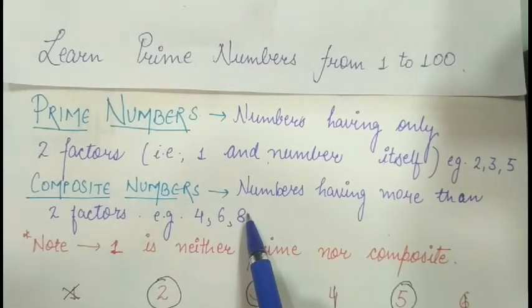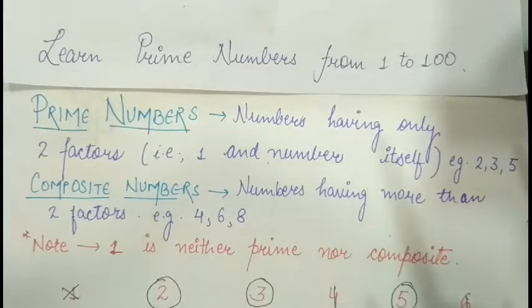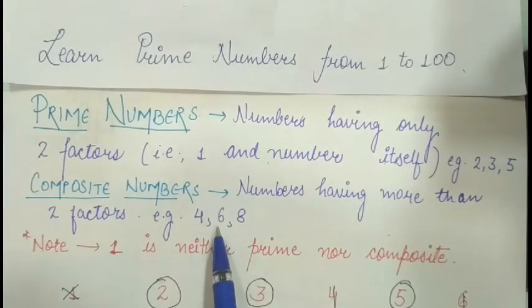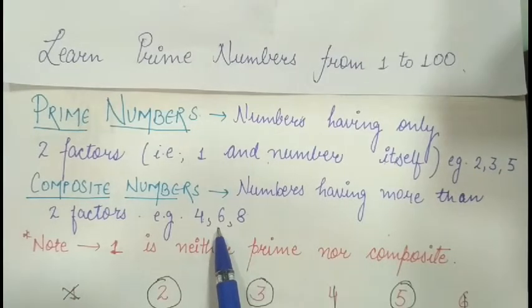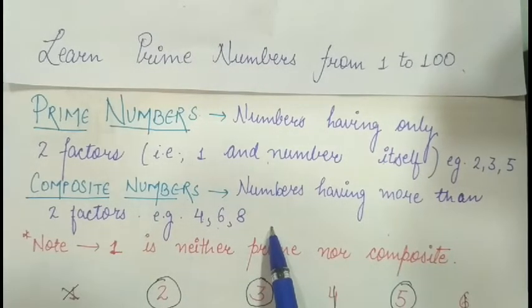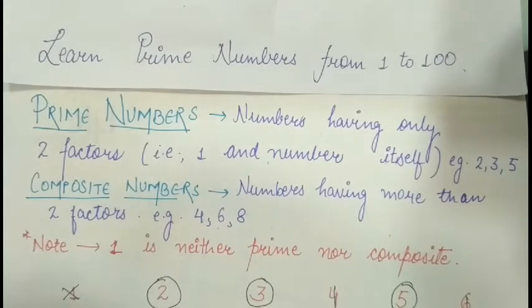You can also remember it by the numbers which appear only in their own table are called prime numbers, and the numbers which appear in other tables also are called composite numbers. For example, 4. 4 comes in the table of 2 also. 6. Except the table of 6, 6 appears in the table of 2 and 3 also. So the numbers which appear in other tables also are composite numbers, and the numbers which appear in their own table only are called prime numbers.